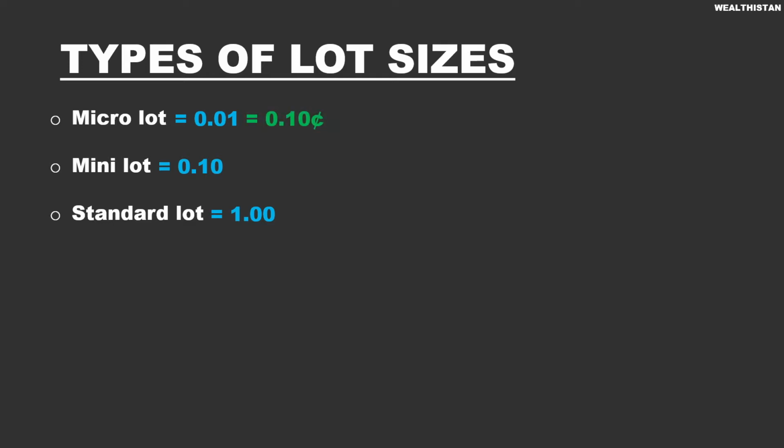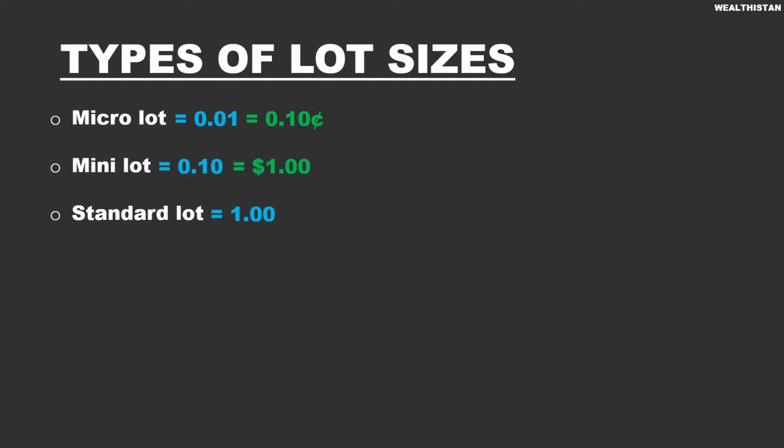So for a micro lot, every pip that moves, you get 10 cents. So every pip movement, you'd be making 10 cents. So let's say it moved 30 pips, you'd make $3. Do you get what I'm saying? I'm using dollars and cents because that's the average. You can change it to pounds or whatever using a calculator if you want to, but that's generally how it is.